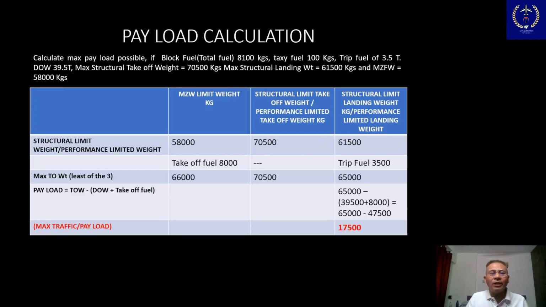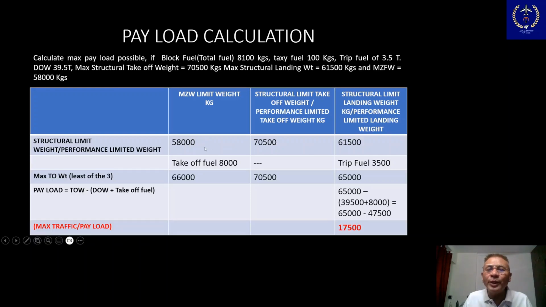In order to solve the numerical, I advise you to make 4 columns like this. The first column is primarily the formula, and in this column, the first row says that it is the structural limit weight or the performance limit weight, whichever is the lesser. So the first structural limit weight is the maximum zero fuel weight. So maximum zero fuel weight is that weight of the aircraft above which only fuel weight can be added.